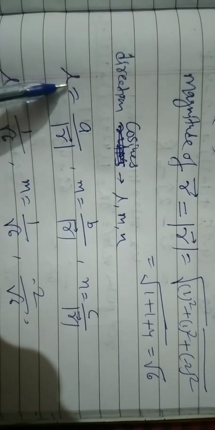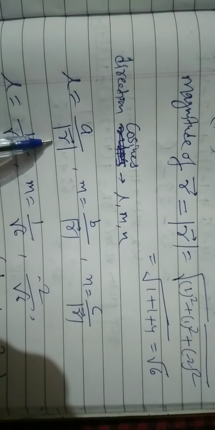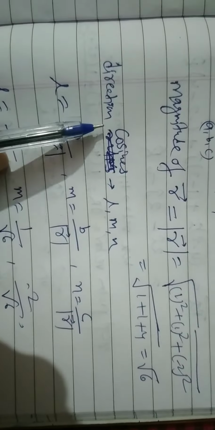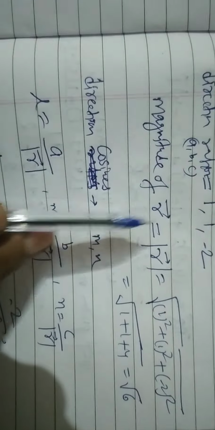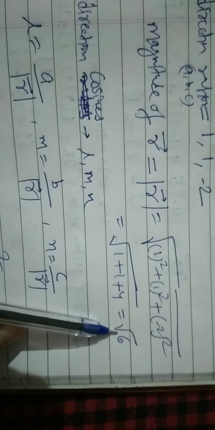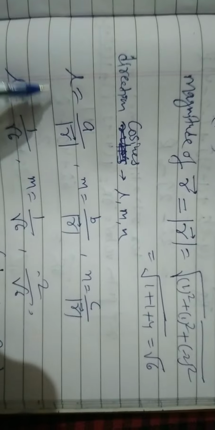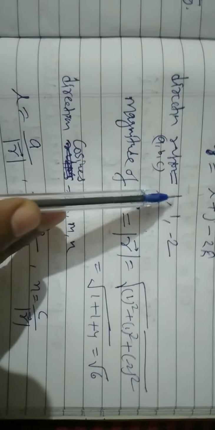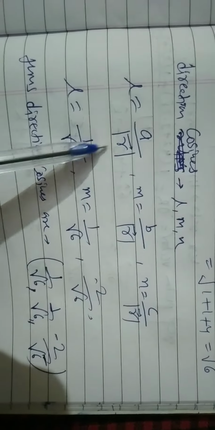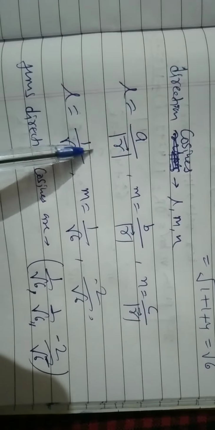Direction cosine l is equal to a upon magnitude of vector r. For finding the direction cosines, we have to find the magnitude of vector r. Magnitude of vector r is equal to the square root of 6. Then l is equal to a upon magnitude of r. The value of a is 1 and the magnitude of r is root 6. Then l is equal to 1 upon root 6.